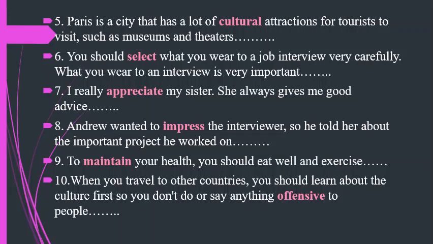When you travel to other countries, you should learn about the culture first so you do not do or say anything offensive to people. To offend someone is to hurt them or to hurt their feelings, okay? To insult them. So being offensive to someone is the same. It's being insulting or hurting this person, okay? So you have to make sure that what you're saying or what you're doing is not something that would hurt them or make them upset.